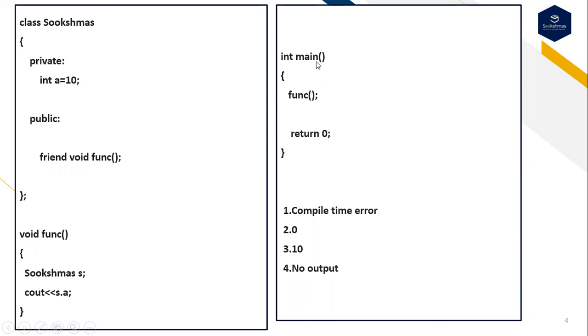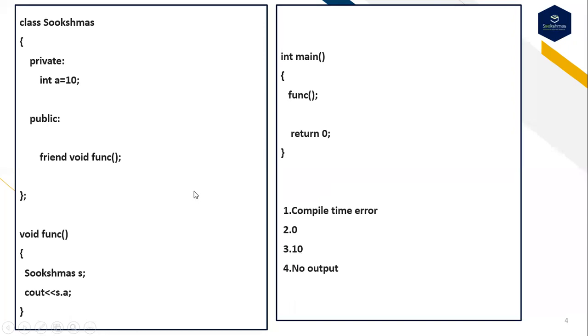Execution of the program begins from the main. Here I'm directly calling this function. So control reaches here. I have created an object for the Sookshmas, and I'm trying to access the variable called a that belongs to the private. And these are the following options: compile time error, 0, 10, and no output. And the answer for this one: yes, with the help of the friend function we can access the private variable outside the class, so that you will get the output of 10.